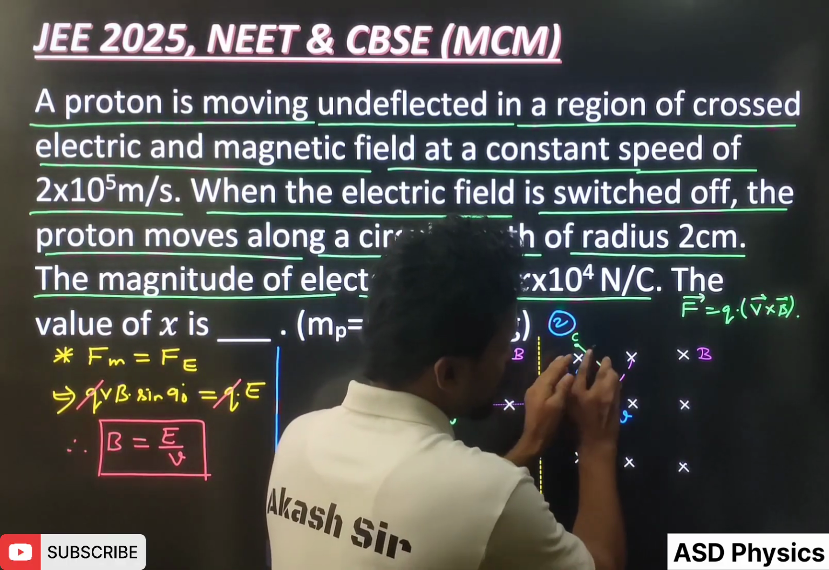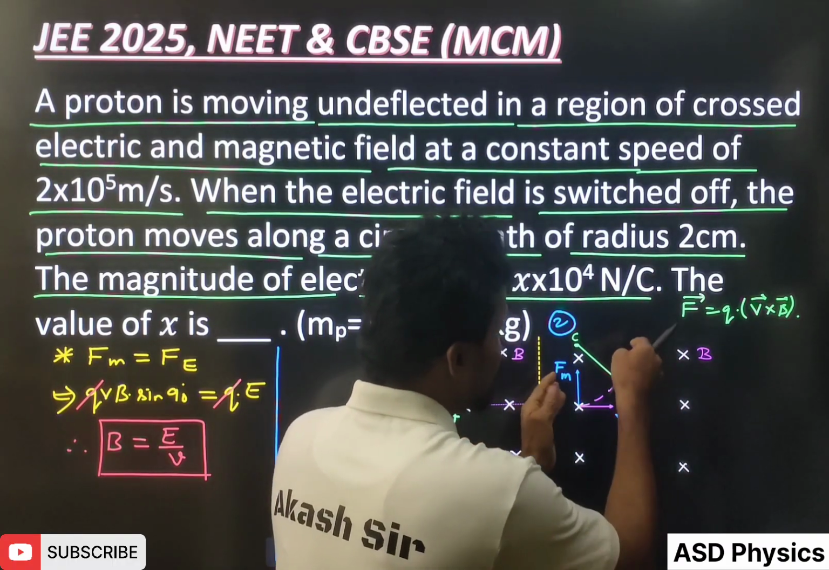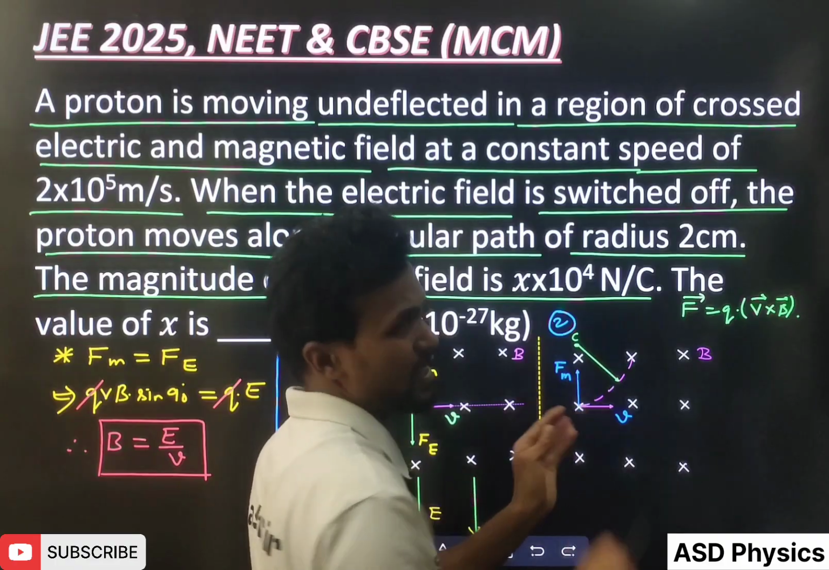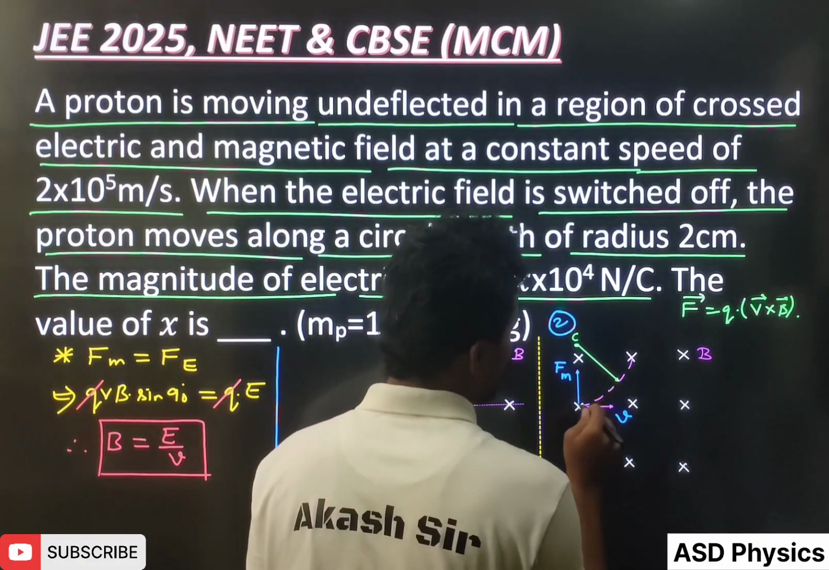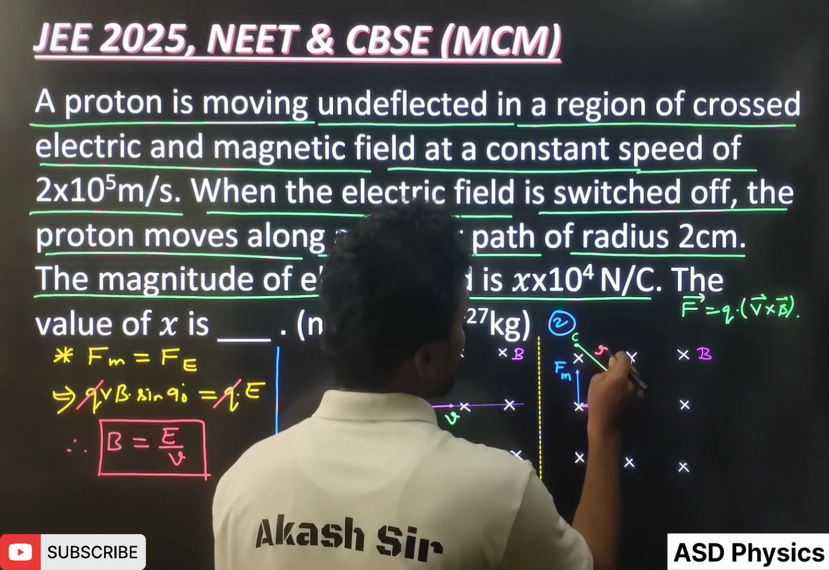Here I have shown the magnetic field only in this region, so I have drawn only this much arc. Otherwise, if the magnetic field is there, it will complete the circular path, not a problem. Okay, so let's take the circular path or circular arc here. The center is here, so this is the radius.